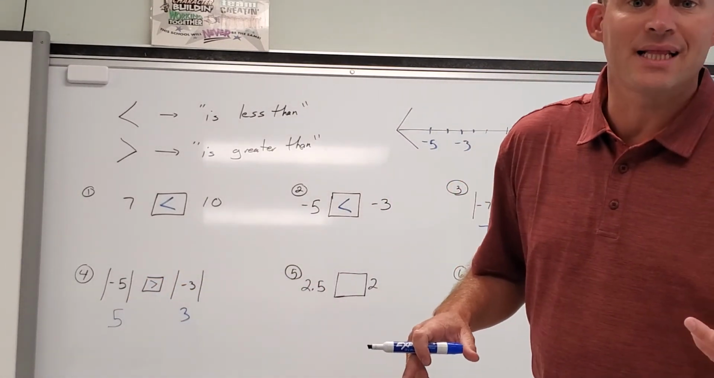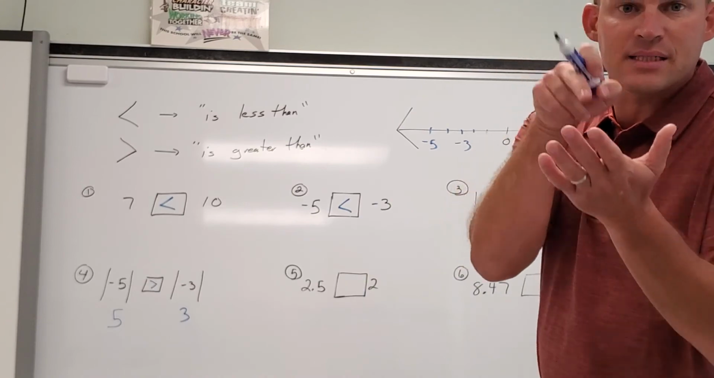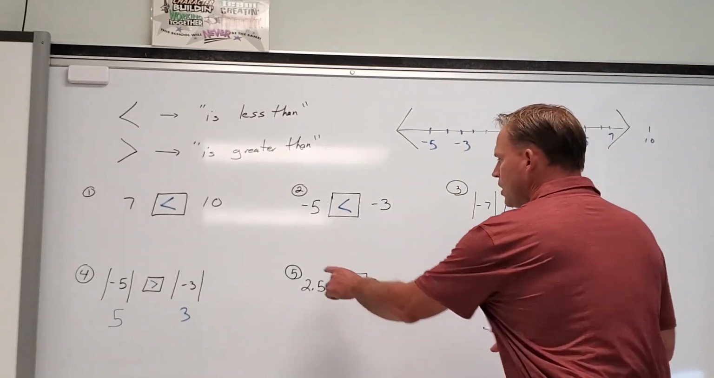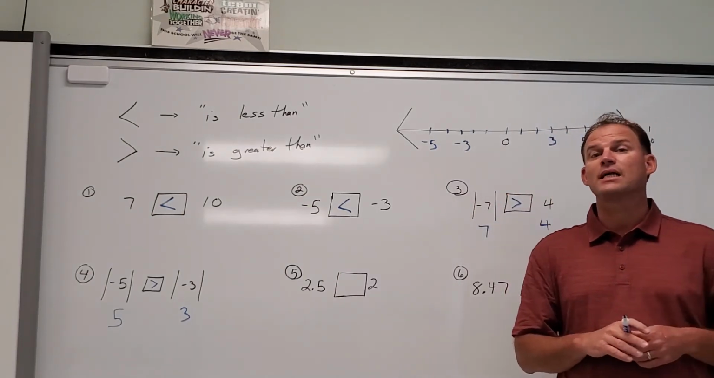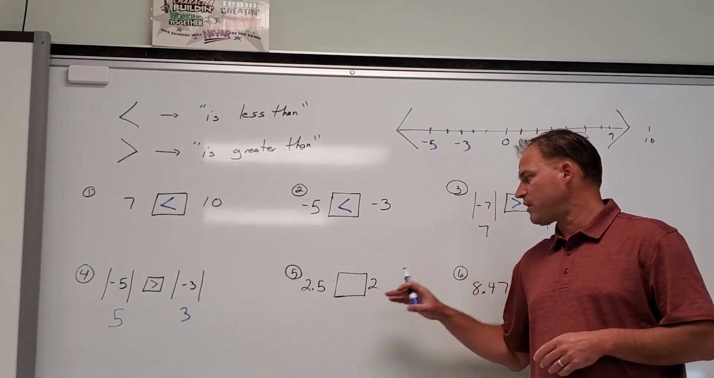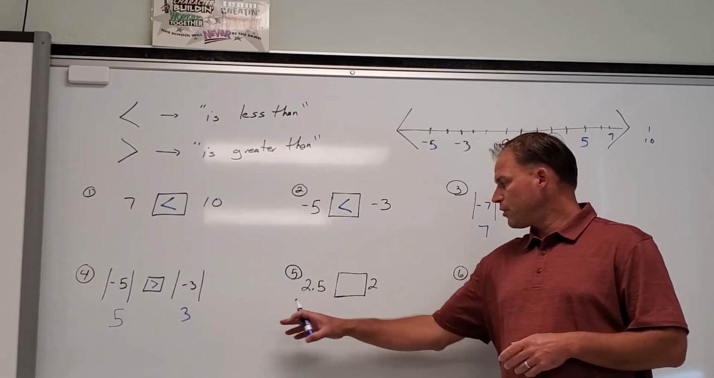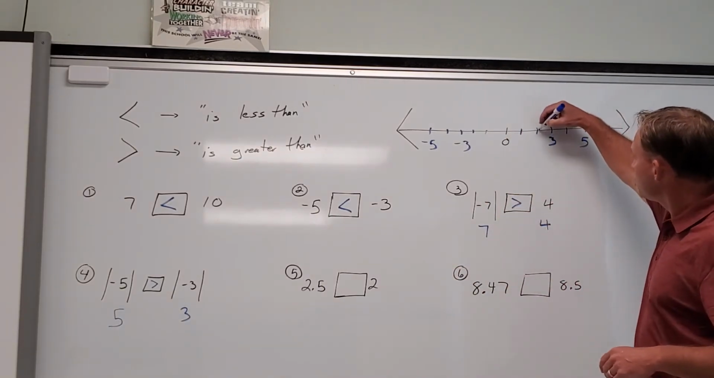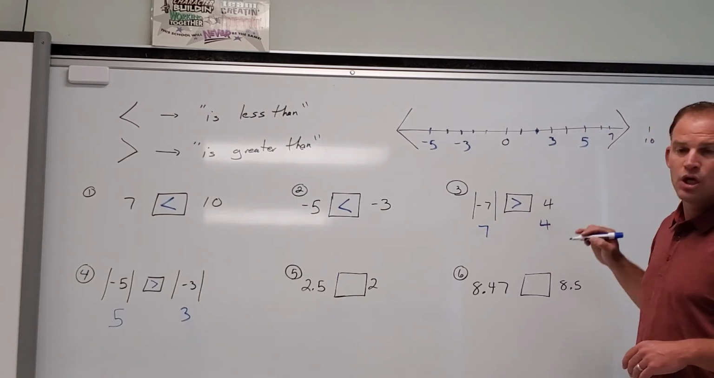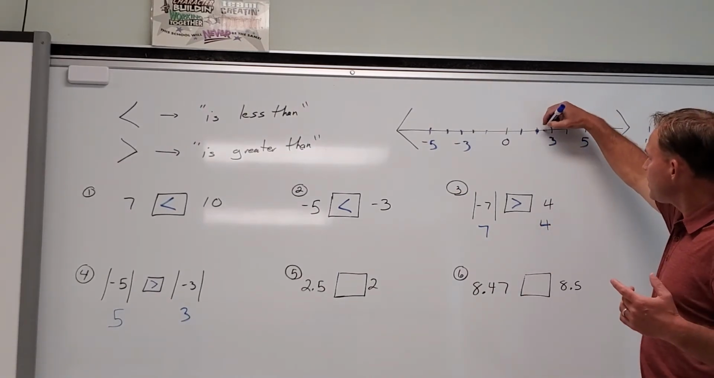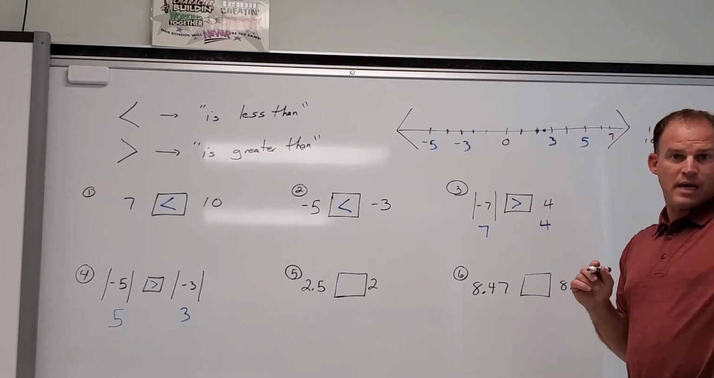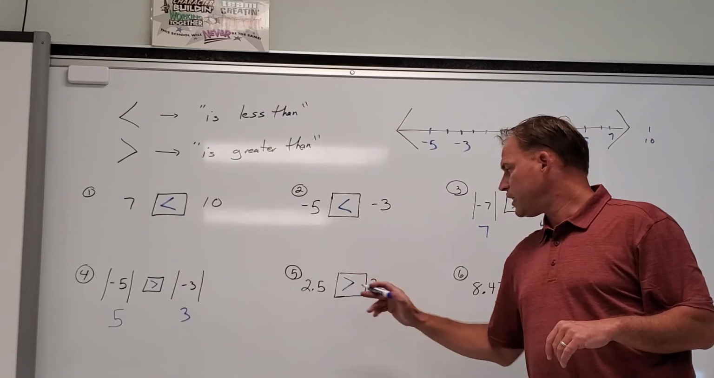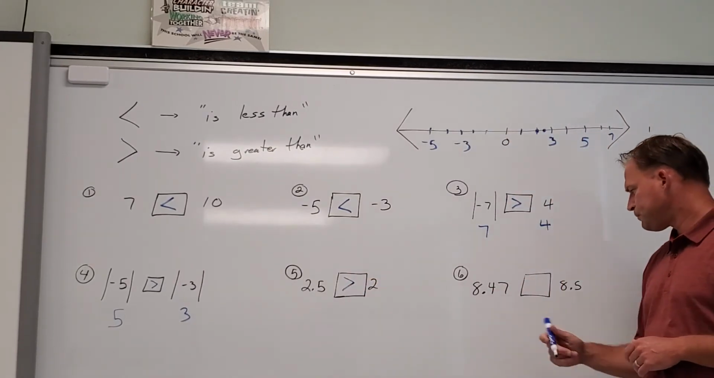Again, you should be writing this down. If I'm going too fast, hit the pause, get caught up, and then resume. Number 5, so we've got some decimals in here. We got 2.5 and 2. Well, they're both positive values. If I want to compare the two of them, I know 2 is on the line, 2.5 is more than that. It's 2 and then a half more, so it's to the right. So 2.5 is greater than 2.